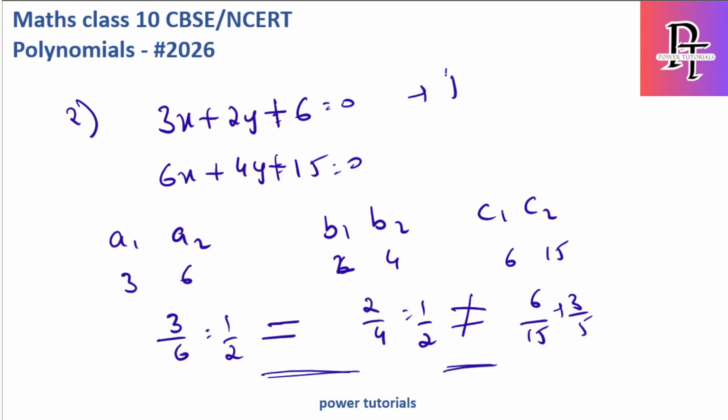So these two lines are parallel. Are they consistent or not? No, these are inconsistent, because a1 by a2 is equal to b1 by b2 not equal to c1 by c2, and the number of solutions is 0.